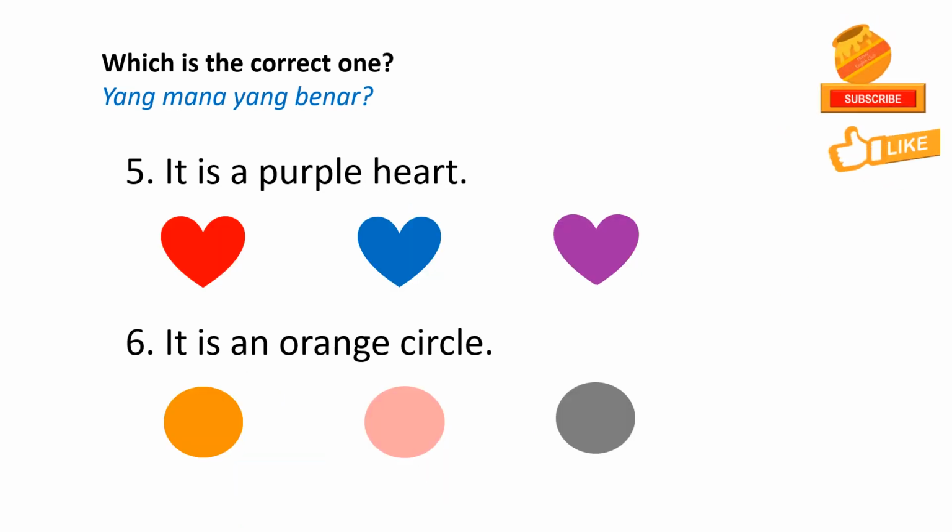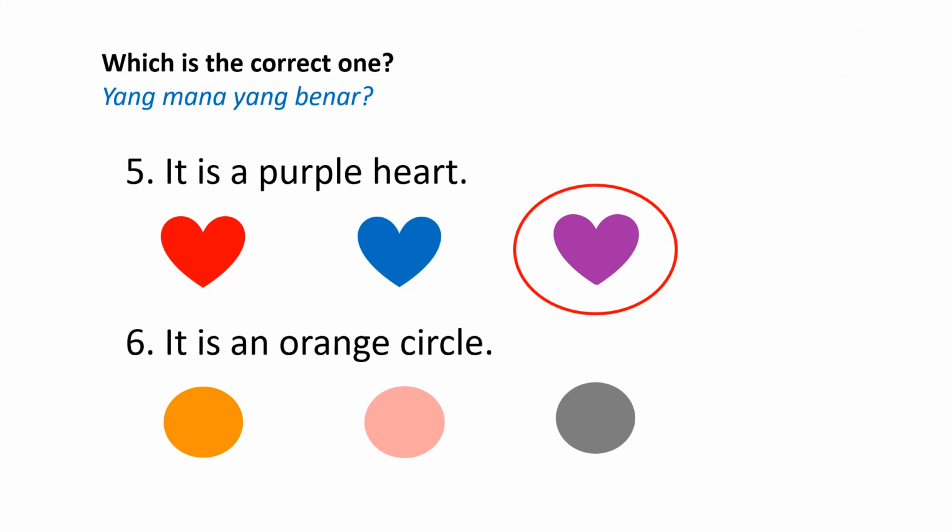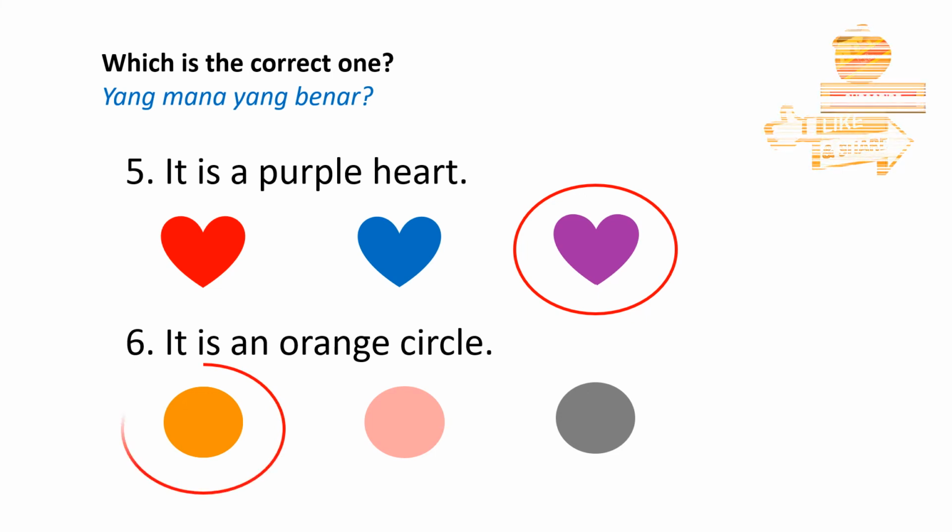Number 5. It is a purple heart. Which is the correct one? The correct one is the one on the right. Number 6. It is an orange circle. Which is the correct one? The correct one is this one here, the one on the left.